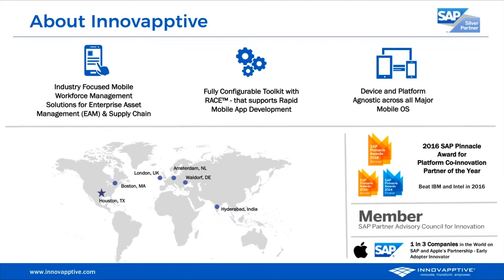So about us, Innovative, we're based out of Houston, Texas, and we have a pretty broad global presence across the European region as well as in Asia, based out of Hyderabad, and our focus is solely on mobile workforce management solutions, specifically focused on enterprise asset management and supply chain areas.